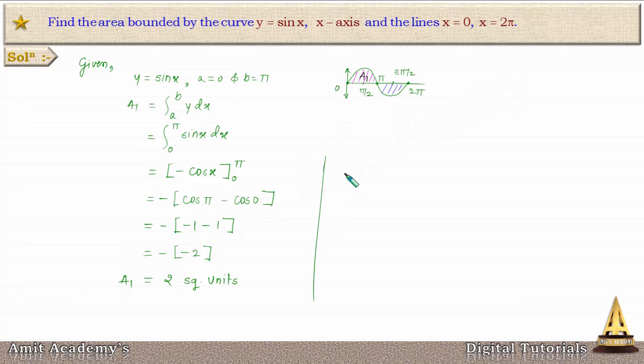So now total area A is equal to 2 into A1. So, is equal to 2 into, the value of A1 is 2. So, is equal to 2 into 2 is 4 square units. So, this is the value of A, that is the total area, and this is the final answer.